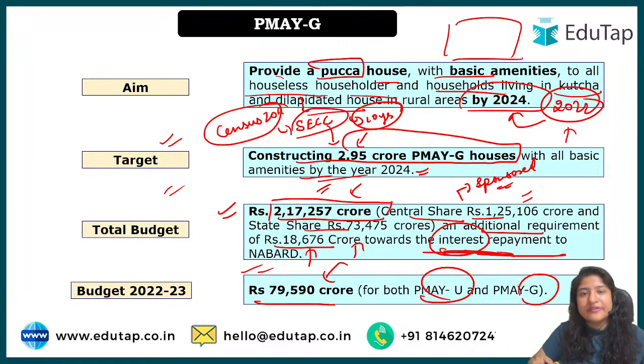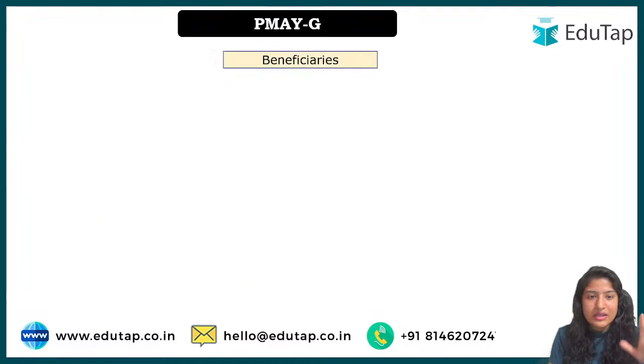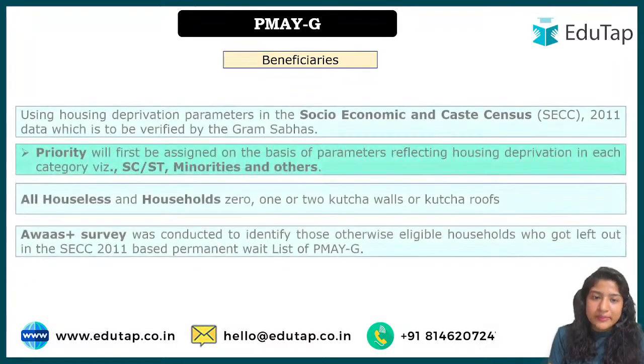Urban will have its different key features, Gramin has its different key features, but the budget is being allocated on an overall basis. Okay, I hope it is clear till now. Who will be the beneficiary?